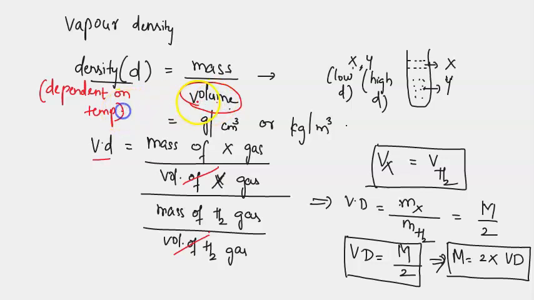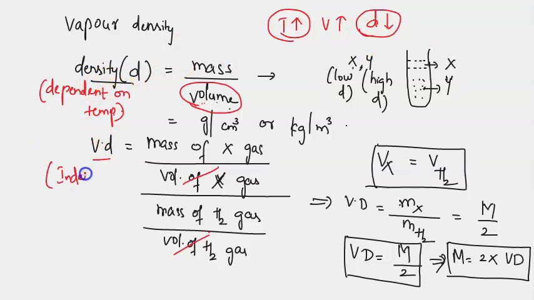As the temperature increases, volume increases. As the temperature decreases, volume decreases. Suppose if the temperature increases, the volume also increases. Since the volume is in the denominator, overall density value will decrease. So with the increase in the temperature, there is a decrease in the density. So density is dependent on temperature, but vapor density is independent of temperature. Vapor density does not vary with the temperature. This is the relationship between vapor density and density.